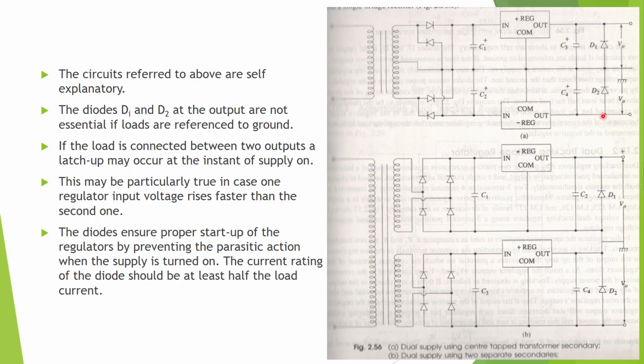Now these diodes are not necessary if you are connecting your load across ground and the regulator. Otherwise, if the load is connected between the two ends of the regulators, then a latch up could occur at startup. This is especially true if one input voltage rises faster than the second one. So these diodes will ensure the proper startup of the regulator by preventing any parasitic action when the power supply is turned on. And the rating of this diode should be at least half that of the load current.